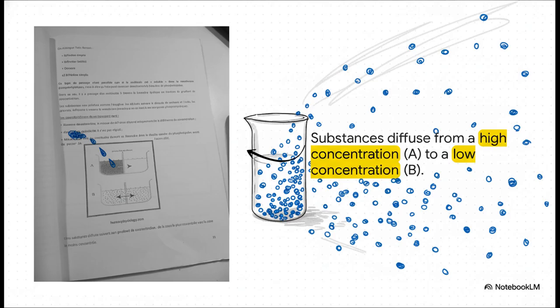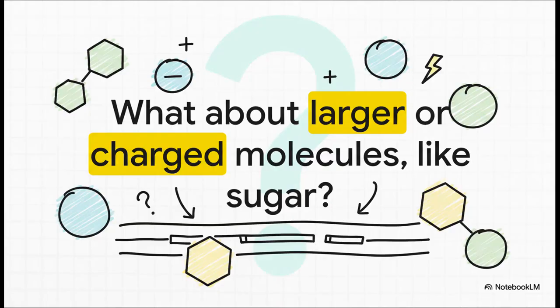This diagram shows it perfectly. Just imagine you drop some food coloring into a glass of water. At first, it's all clumped together in one spot. That's area A. But then the molecules just naturally spread out into area B until they're evenly mixed. That right there? That's diffusion. It just happens.